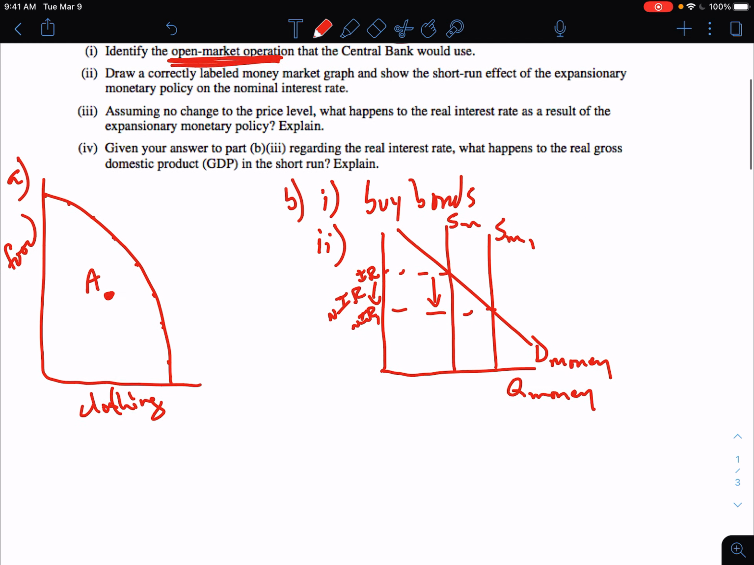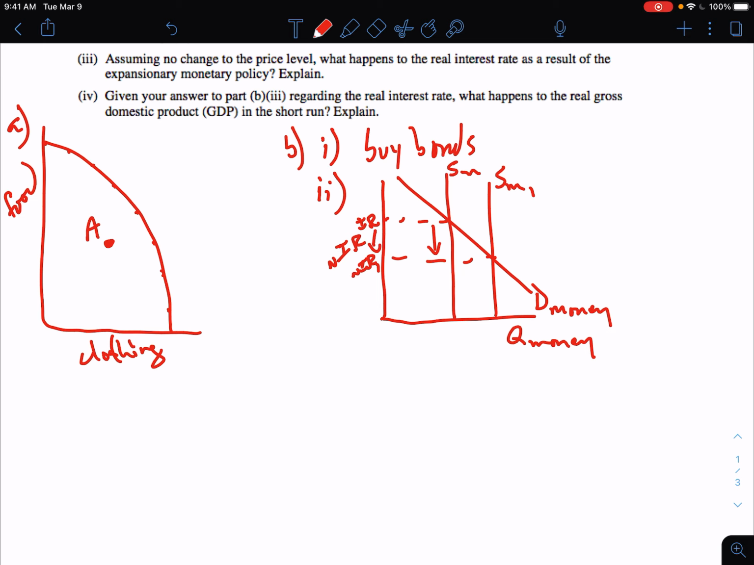So assuming no change in the price level, what happens to the real interest rate as a result? This is actually kind of an odd question, and to explain it is tough too. So the answer is it also falls. The reason for that is basically there's no reason to think that price level is going to change, right? Price level is constant, and if price level is constant and the nominal falls, then the real must fall.